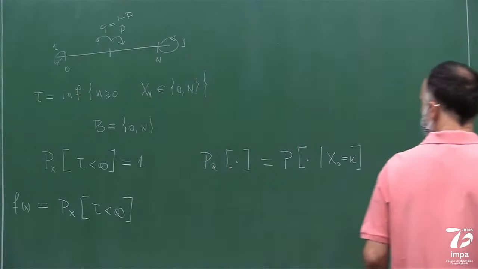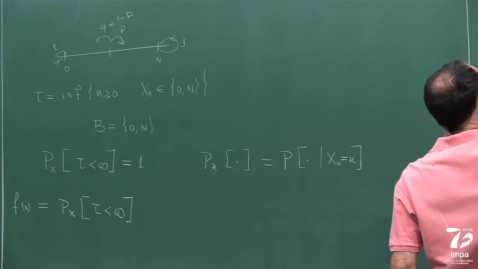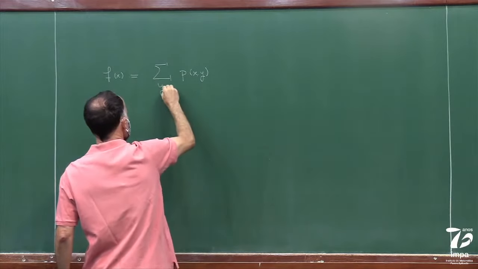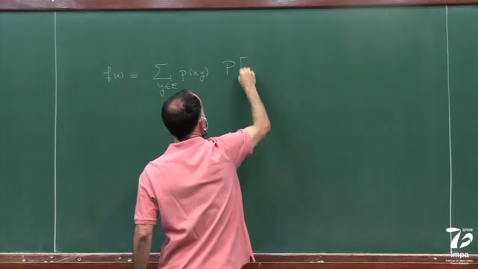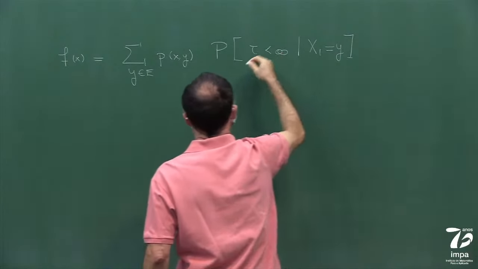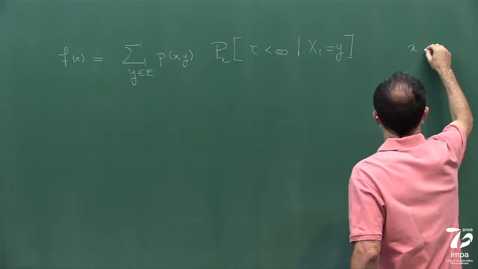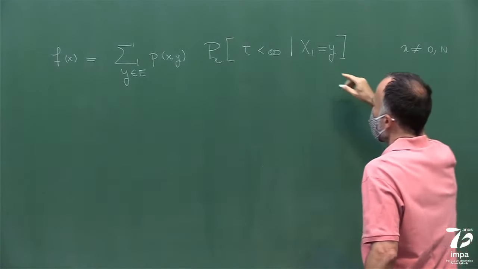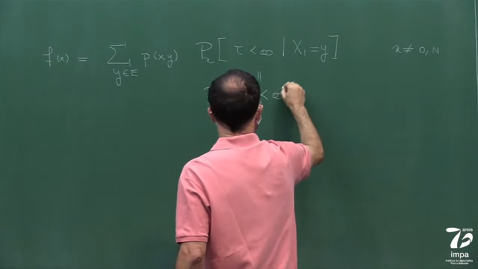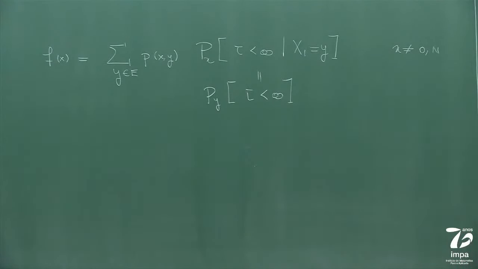Okay? So what we did, we computed this probability according to the possible jumps at time 1, and then we decomposed. So we wrote f(x) as the sum of p(x,y), y in E, times the probability that tau is finite given that X_1 is equal to y. So I won't come back to this identity because this one is simple, and I'm here assuming that x is different from 0 and n. And what I want to show is that this is equal to the probability that you start at y, that your time is finite. Okay? So I want to reprove this identity in order to make sure that you understand.